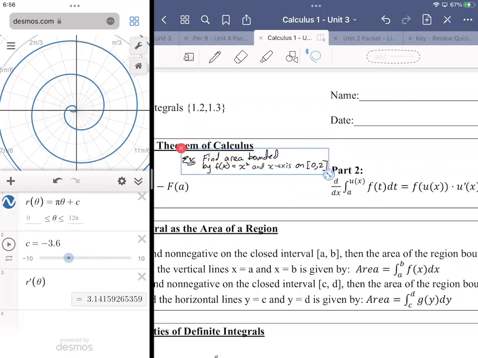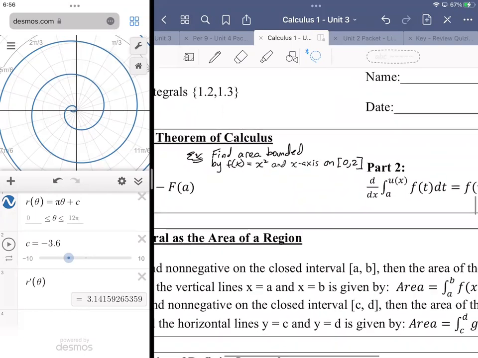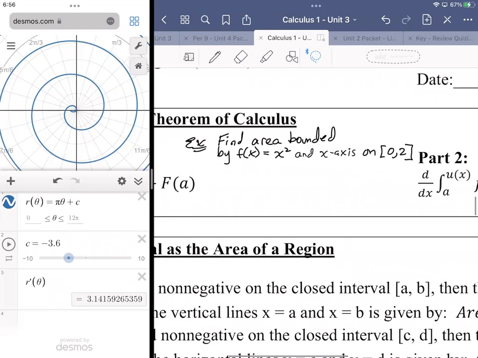Half this video is going to be me resizing stuff. All right. So find the area bounded by y equals x squared, the x-axis on the interval of 0 to 2.